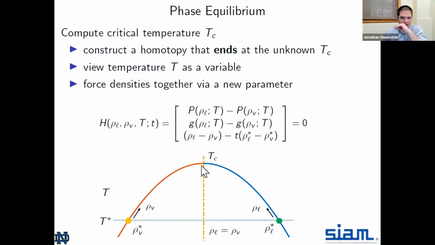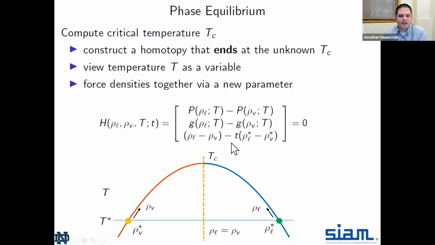Okay, so we construct a homotopy which ends at this unknown temperature. We don't know what it is, so we treat T as a variable. And then we introduce a new parameter that forces these 2 points to merge together. So we're going to take these 2 points and merge them together. When these come together, they precisely come together at this critical temperature.